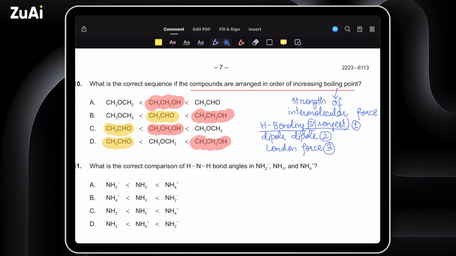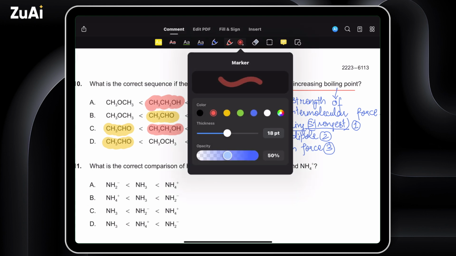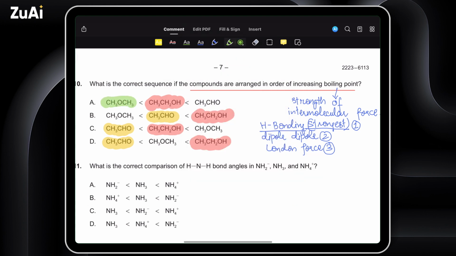So that's why the ketone, ether has the lowest boiling point. These are ether has lowest. So the highest one is for the hydrogen bonding, then dipole-dipole, then ether. So B is the answer.